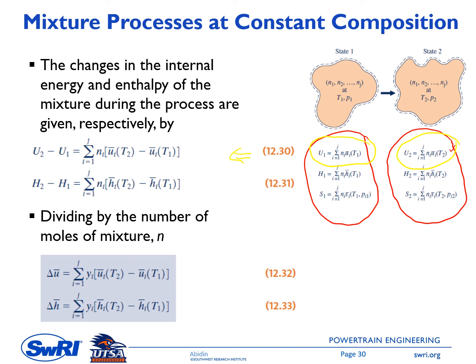Dividing by the number of moles of mixture n on each term of equations 12.30 and 12.31 results in equations 12.32 and 12.33. You can see here that now on the left side you have delta u, with u in small letter. This is the change in specific internal energy on a molar basis. Then you also have delta h, with h in small letter. This is the change of the specific enthalpy on a molar basis.